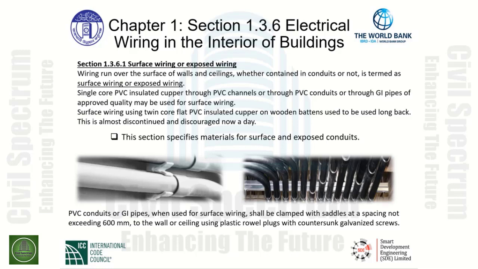In the pictures below, we see PVC conduits and GI pipes. When used for surface wiring, they shall be clamped with saddles at a spacing not exceeding 600 millimeters to the wall or ceiling using plastic rawl plugs with countersunk galvanized screws. This will give secure support for these piping materials.